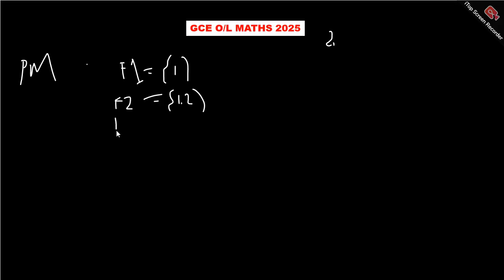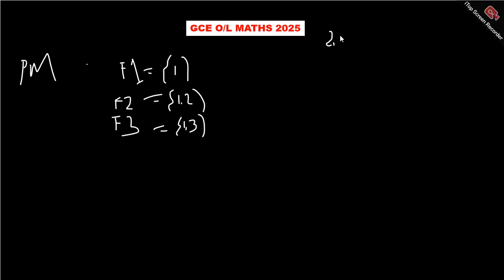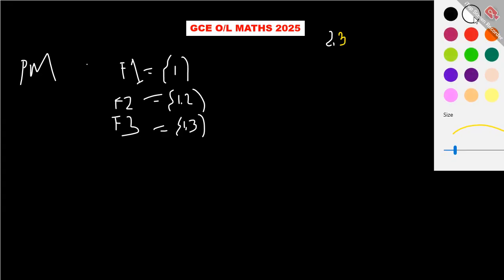Let's go to 3. What are the factors of 3? The factors of 3 are 1 and 3. So you can clearly see that 3 has only 2 factors, and that is 1 and itself. So we can confidently say that 3 is a prime number. Now let's go to the next one, 4.